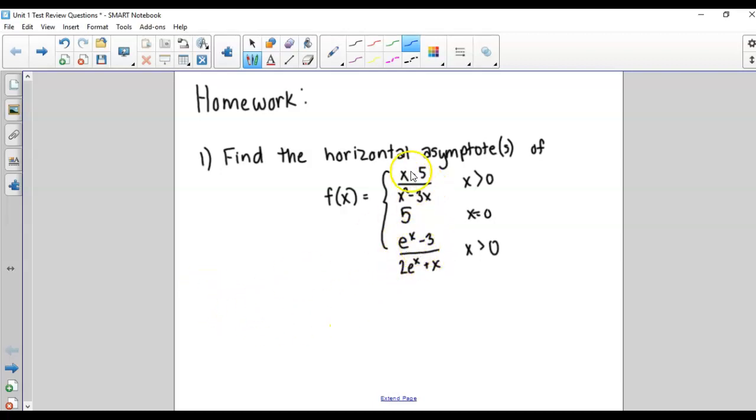To find the horizontal asymptotes, first I'm going to look at the limit as x approaches negative infinity. And as x approaches negative infinity, oh, I've got my signs backwards here in my problem. Let me fix that really quickly. That should be a less than sign right there. So as x approaches negative infinity, we're going to be using this top equation because that's where x is less than 0.